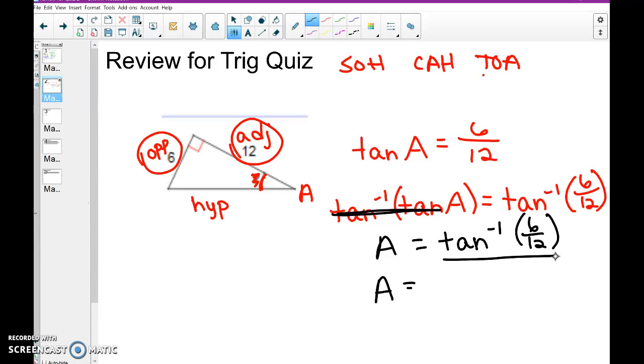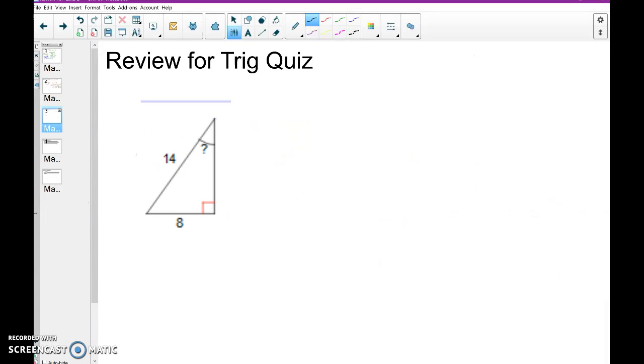No matter what, though, the decimal answer is 26.57. The directions say to round to the nearest degree, so please make sure you follow directions and answer with 27 degrees. That would be your final answer on that one. Okay, moving on to number 3.